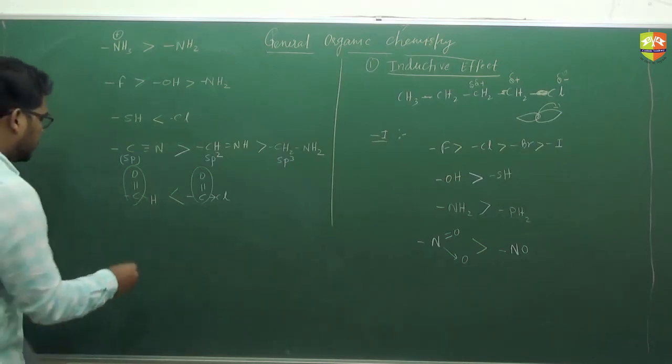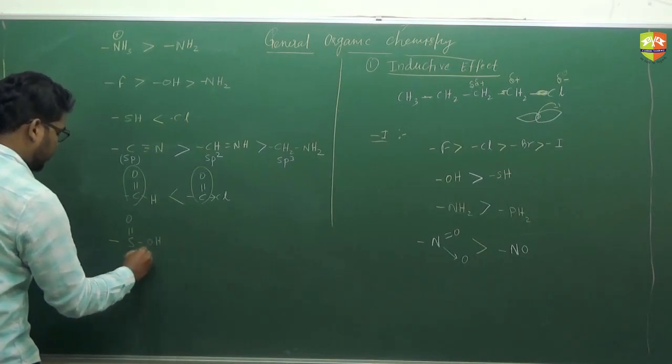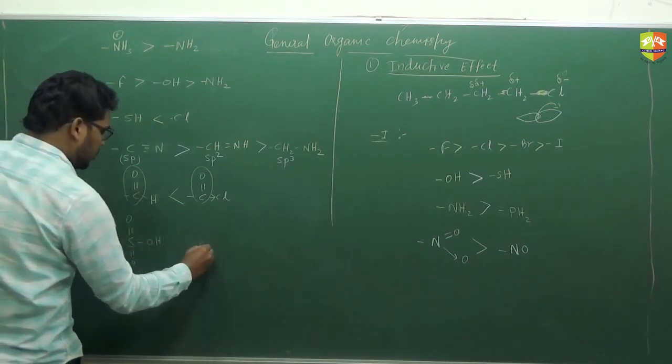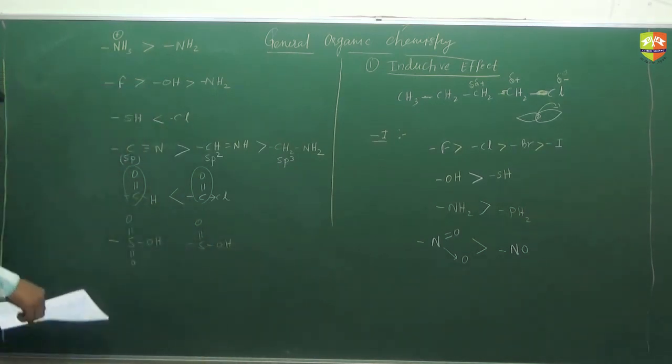Similarly, one more example you see. If I write down this molecule as double bond O OH, and here double bond O OH. Tell me, what will happen in this?